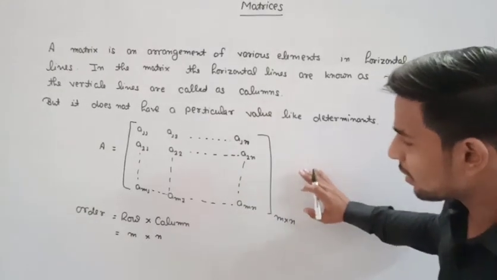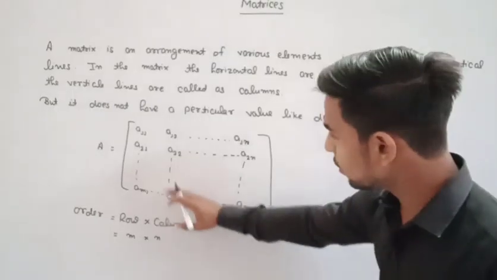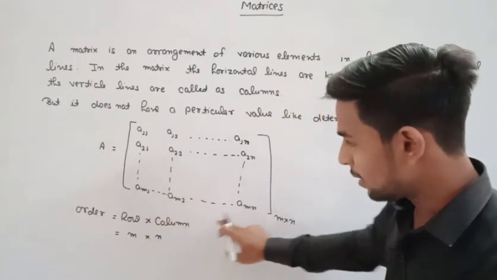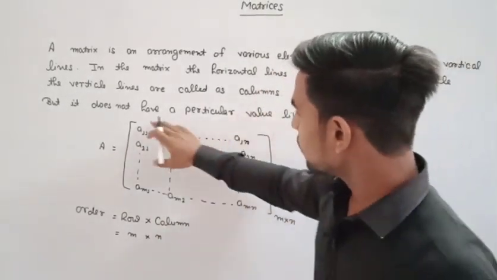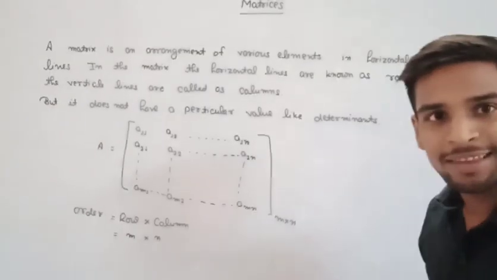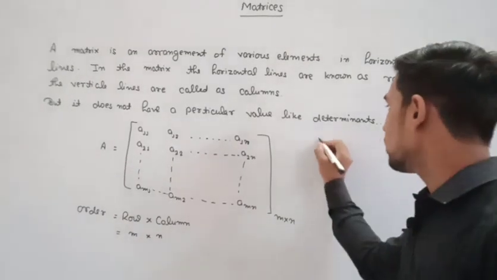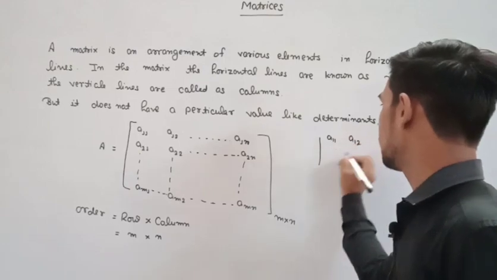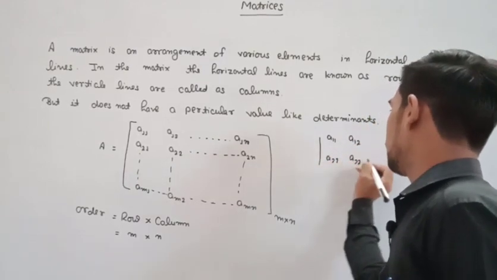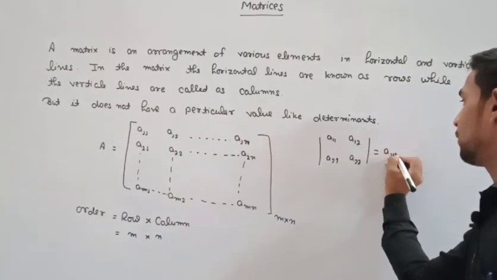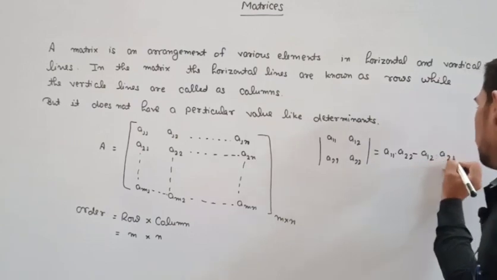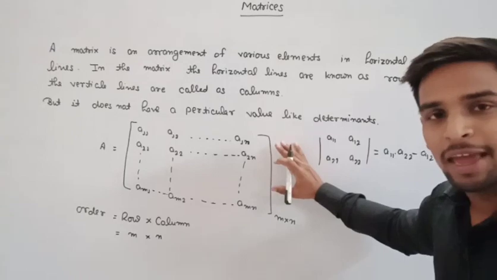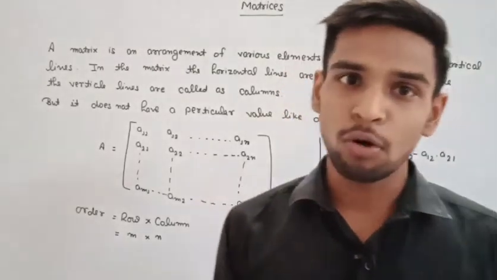The order of the matrix is given as rows into columns. Here the number of rows is m and the number of columns is n, so the order of the matrix will be m into n. Here we can see that the matrix does not give any particular value like the determinant. We know that the determinant of A11, A12, A21 and A22 will be equal to the value A11 into A22 minus A12 into A21, while the matrix cannot give any particular value.